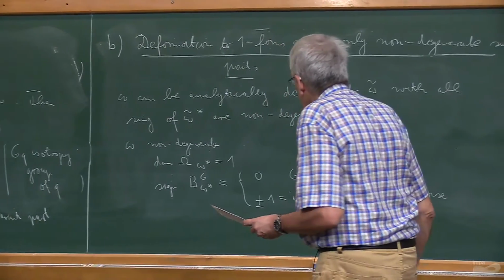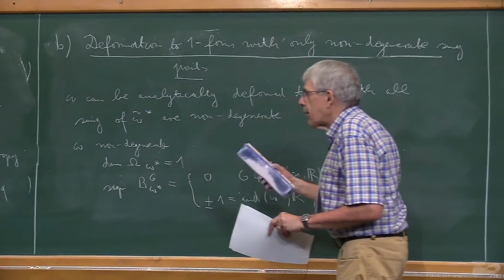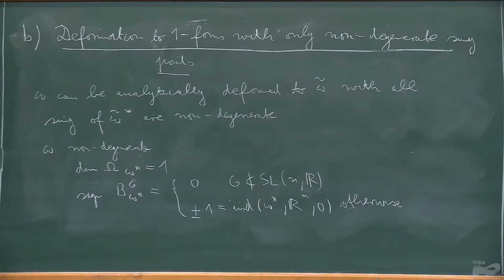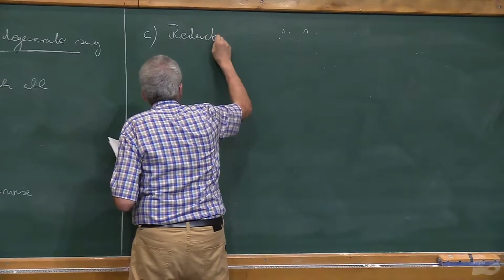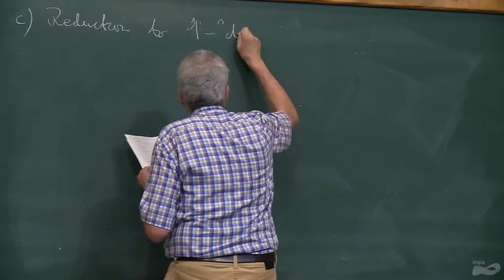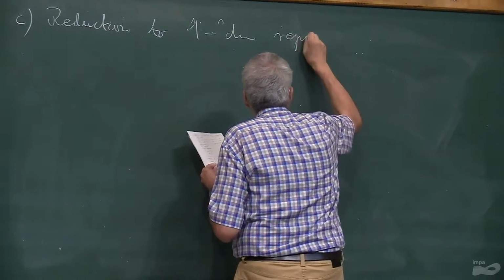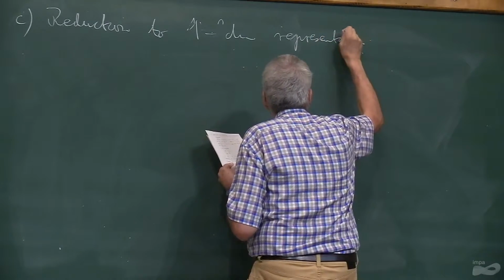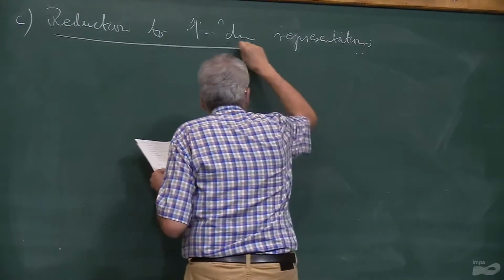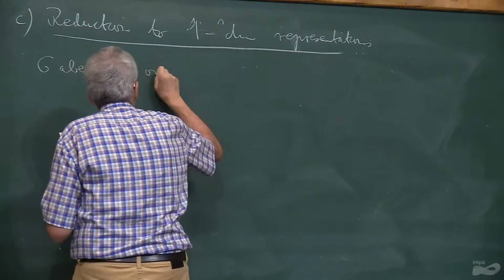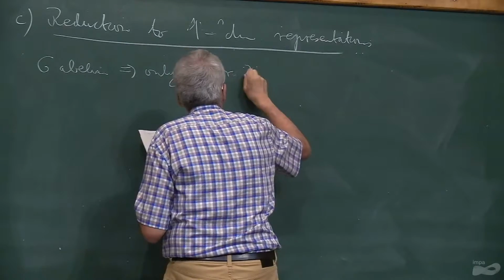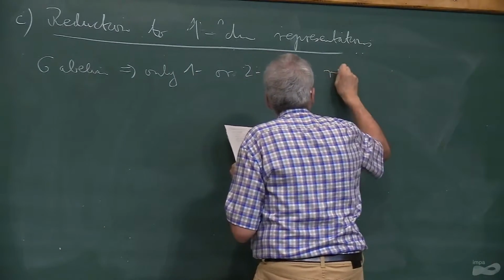And it's even difficult to give combinatorial formulas for it. And therefore, we use another method, and therefore, we need the assumption that G is abelian. Namely, if G is abelian, then G has only one or two-dimensional irreducible real representations. And so now we reduce to one-dimensional representations. So here we use that G is abelian, so only one or two-dimensional irreducible real representations.